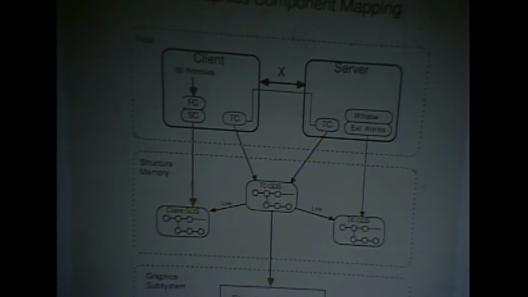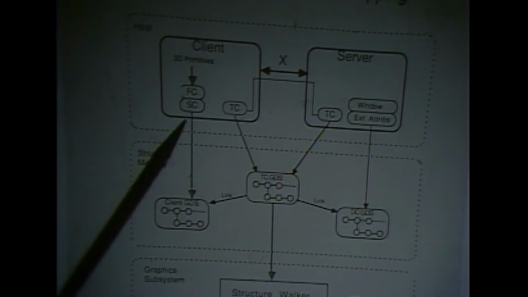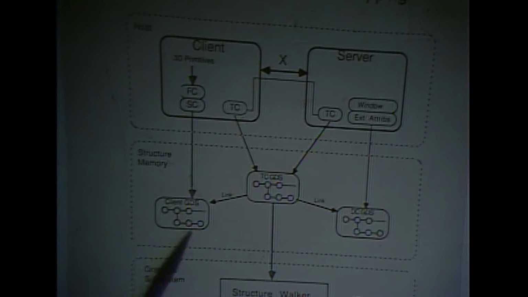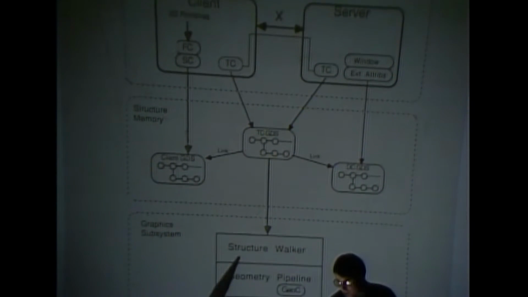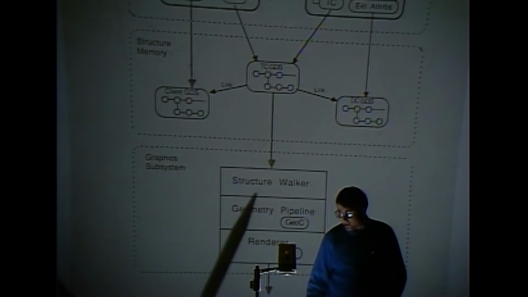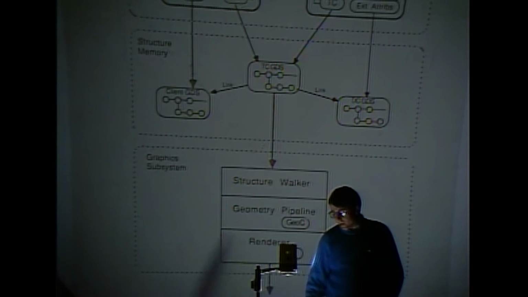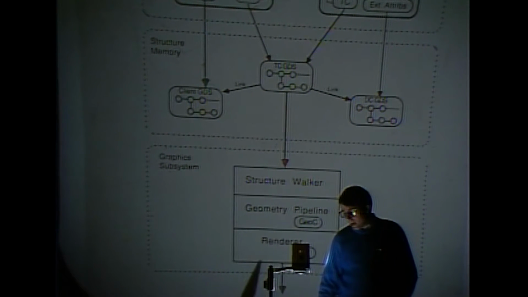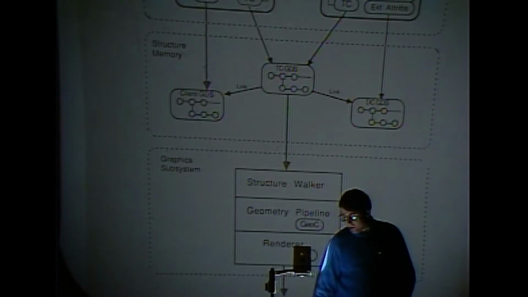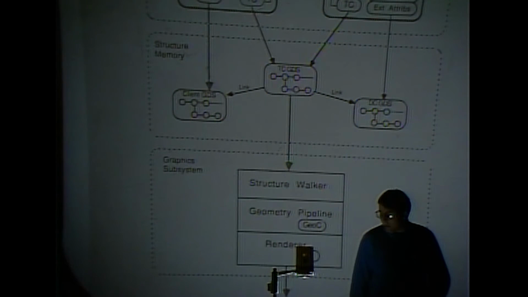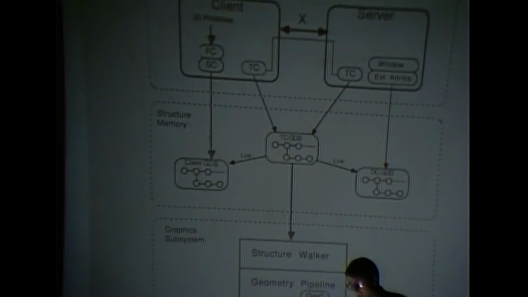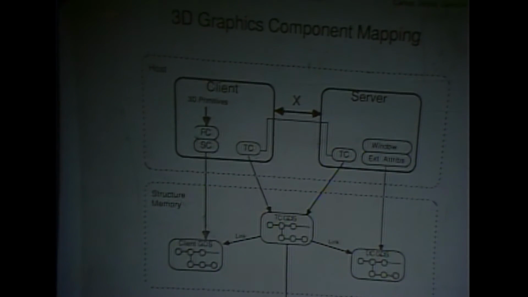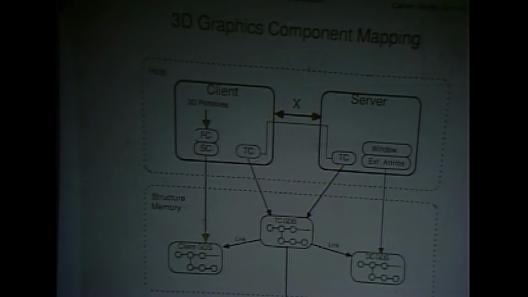Because we have the 3D bypass mechanism, the formatting and the structure building take place in the 3D client, and that builds the client data structure directly in structure memory here. And then at some point, the traversal process is executed by the structure walker in the graphics subsystem, passes its data on through the geometry pipe and into the renderer. Here these contexts are modified on the fly by the process, which is a bit different than the way X binds the attributes right when you issue the primitives.